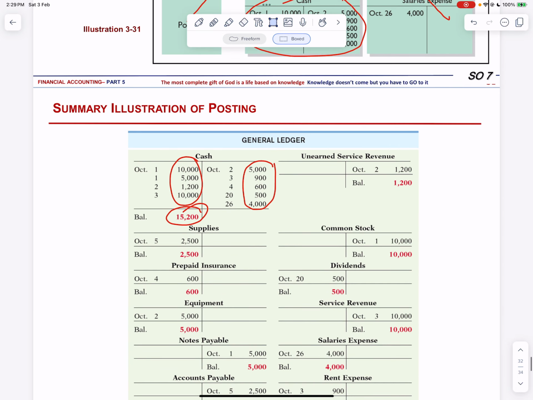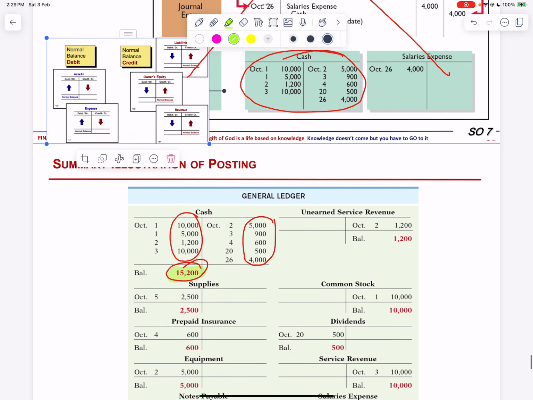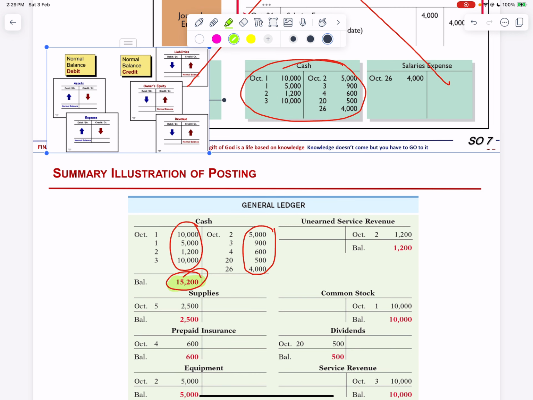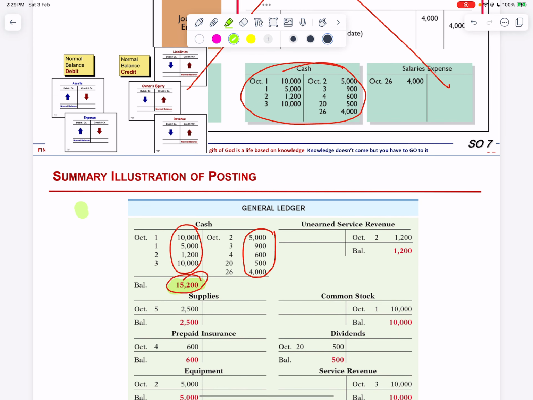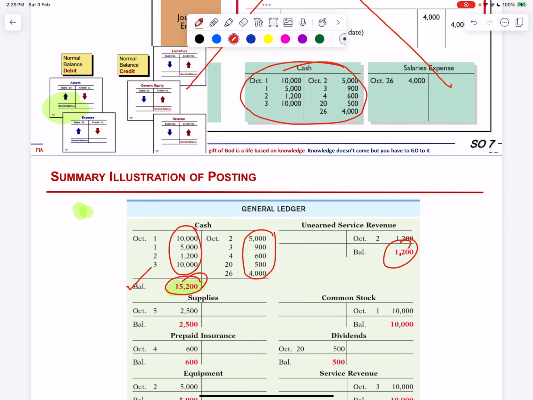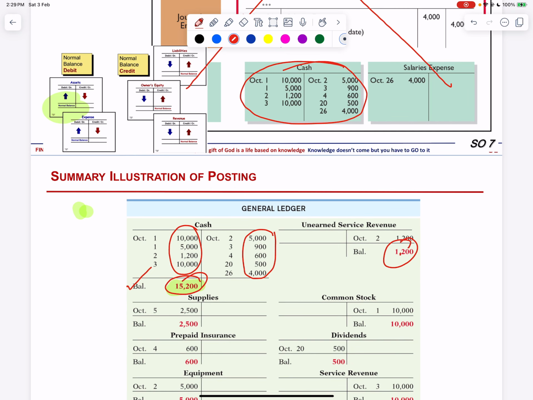So once we have recorded and posted all the transactions from the journal to the ledger, we are going to find the balances. And as you can see over here, for the assets, the balance is on the debit side, and that's why we have a balance on the debit side of 15,200. For liabilities, the balance is going to be on the credit side, because the credit will be more than the debit in the case of liabilities.